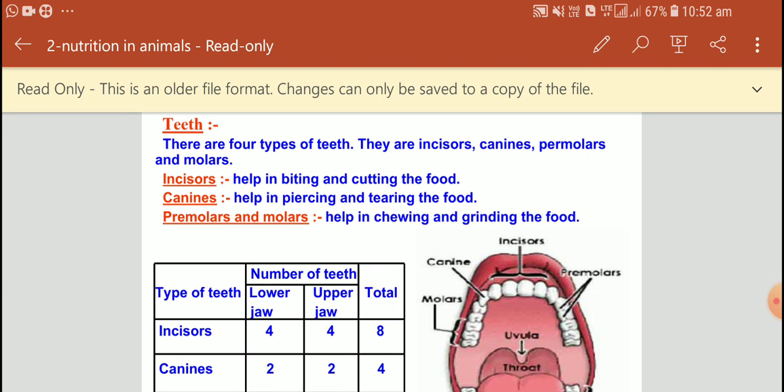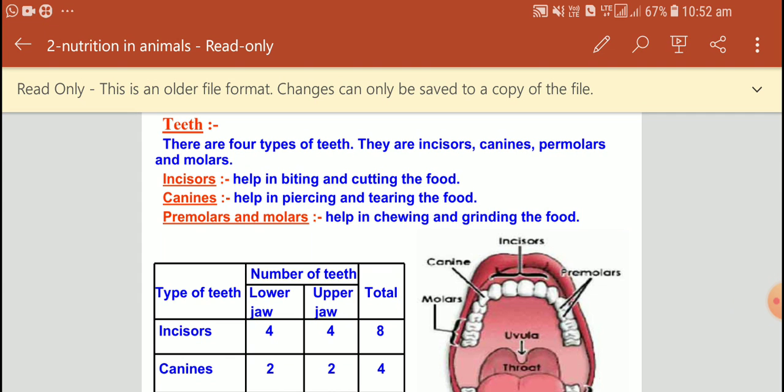Clear? I also said incisors help in cutting and biting. Canines are mostly present in carnivorous animals because they have to tear the food. They eat meat, na? They have to tear the food. Premolar and molar help in chewing and grinding the food.